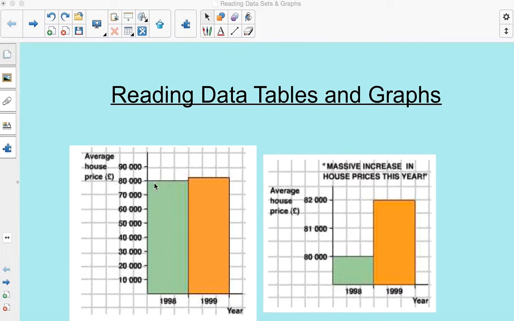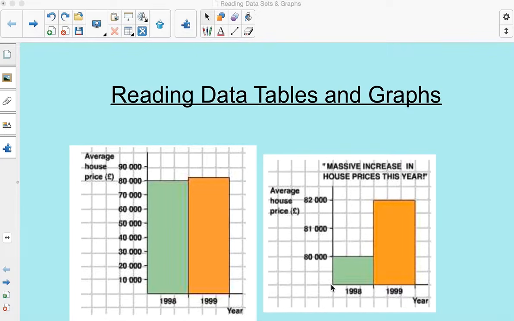Over here, you see this green one starts at 80,000. Look at this one over here, also starts at 80,000. The orange one goes to 82. Over here, it's about 82. So at first glance, you've got to take a look at what's different about these two graphs. Look at the starting point. This graph goes all the way down to 0, whereas this one begins at about 79,000.